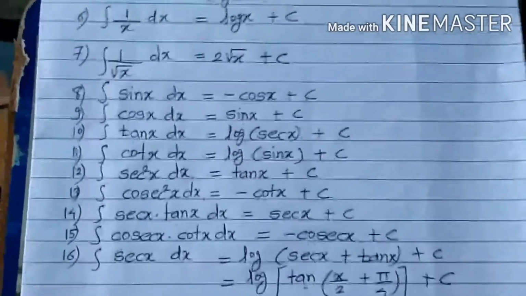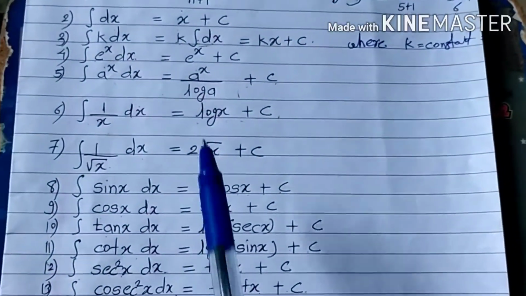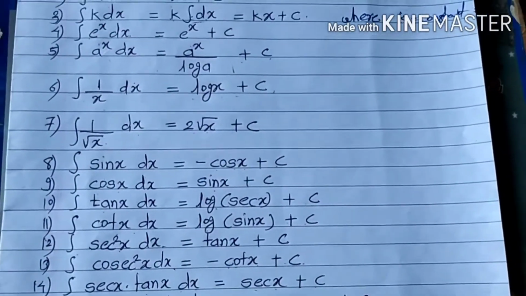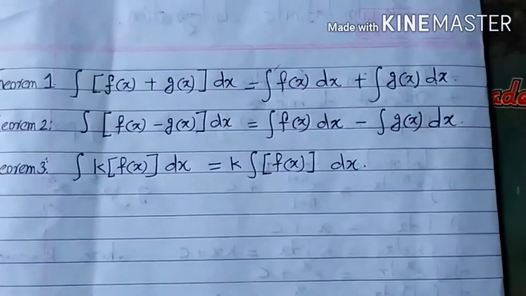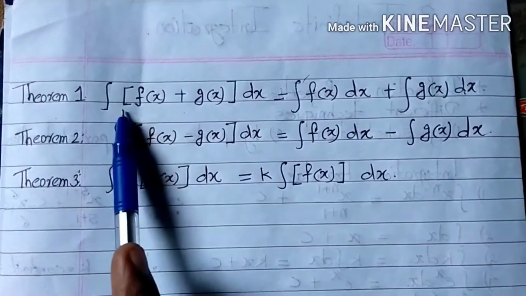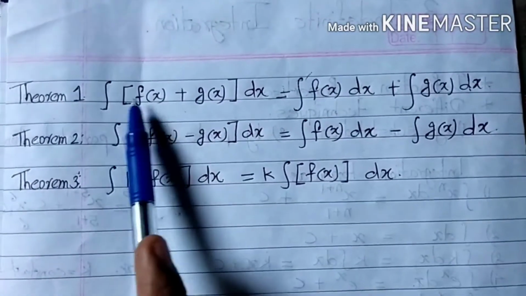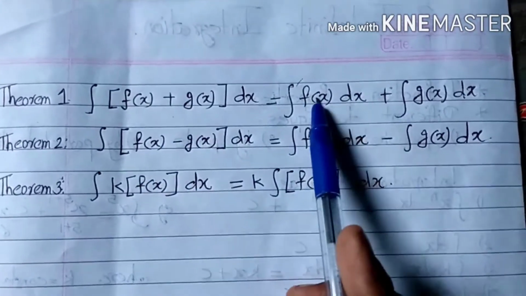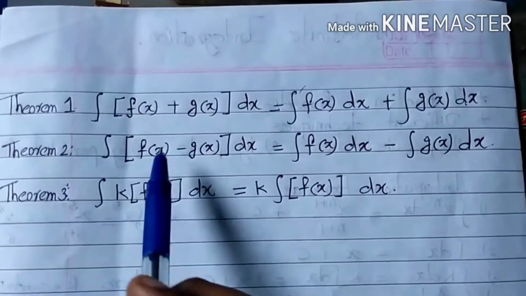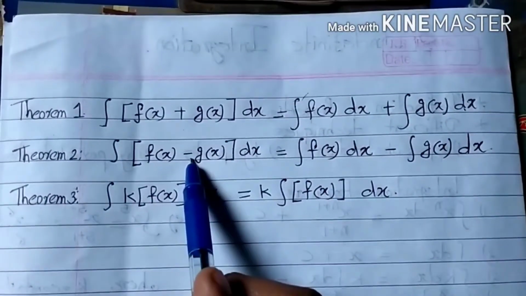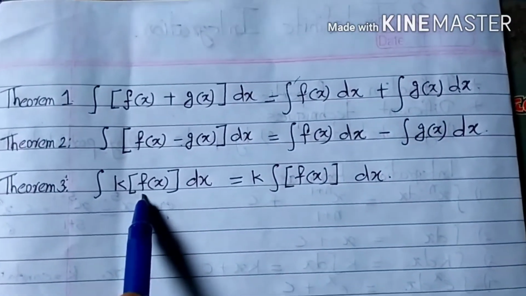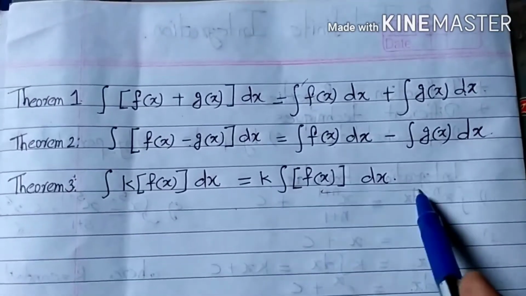So these are the formulas of integration which you have to read, understand, and then use in our examples. Now there are some basic theorems of integration. Integration on addition: when we take integration on addition, the addition will get separated. Theorem 2 is on integration on subtraction, so subtraction will get separated. And it is integration on constant function, so the constant comes outside and we get our integration.